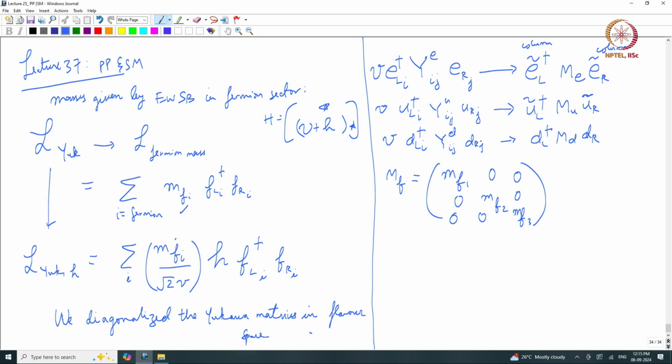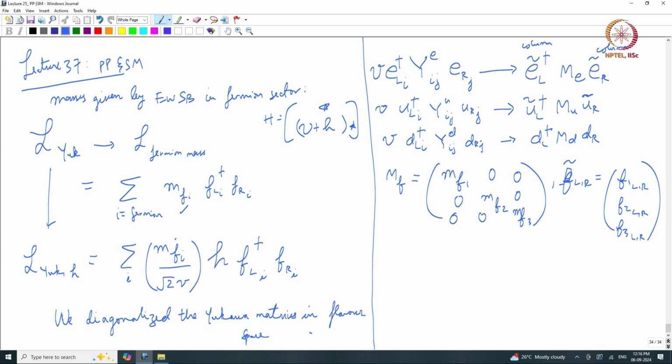Let me again, for the sake of clarity, explicitly write down what each of these tildes mean. It just means in flavor space I have F1 LR, F2 LR and F3 LR. What are F1, F2 and F3? The three generations, like up, charm and top, down, strange and bottom, electron, muon, tauon and so on. Okay.